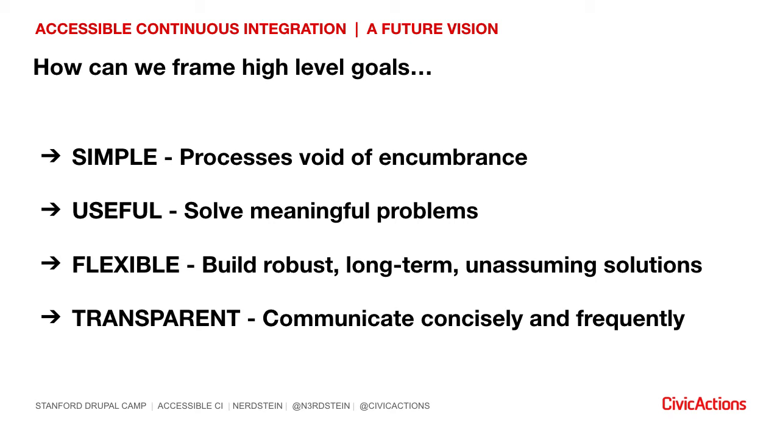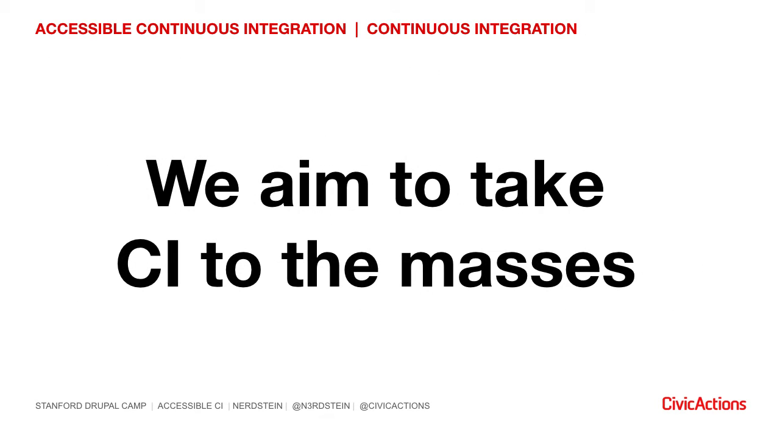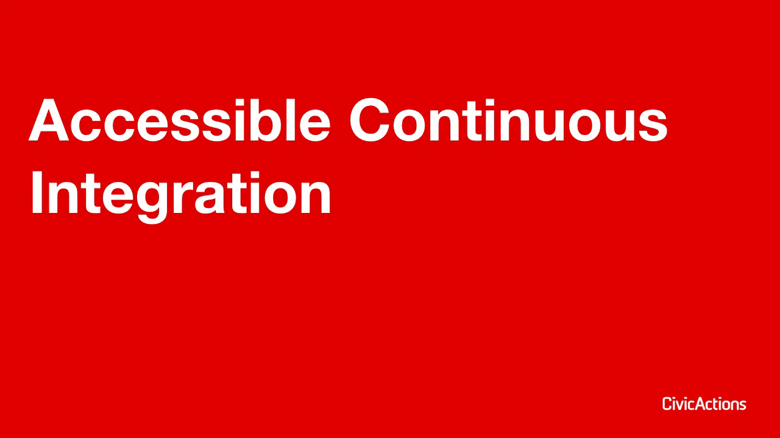And transparent. So in everything that we do within accessible continuous integration, it should all be promoting transparency. That's around communication, system messaging, and it should all be very concise and it should be frequent. So this information should not be hidden from people. I think that's really a very poor practice. And it should be legible and readable so that people can actually understand it. So our goal with accessible continuous integration is taking continuous integration to the masses. That's our objective. So what is accessible continuous integration?